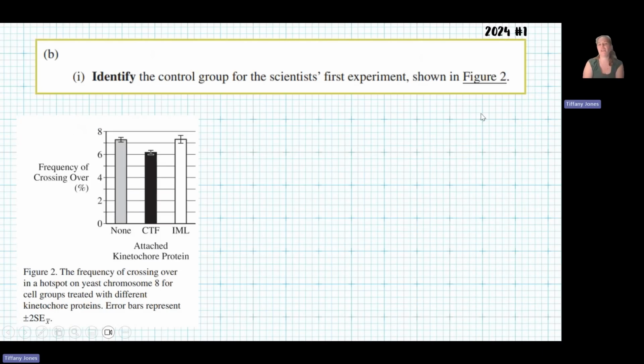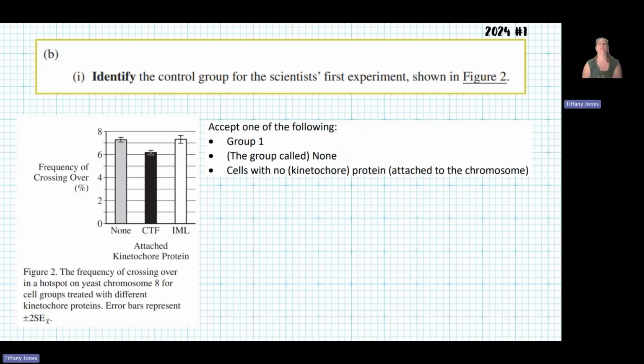Okay. So identify the control group. Well, since I'm looking at CTF and IML, I'm looking at the frequency of crossing over with them. My control is going to be the one that does not have that. So that would be this first group, the one that is none, or the one that does not have the kinetic core protein. So group 1, the none, or cells with no kinetic core protein attached to their chromosomes.